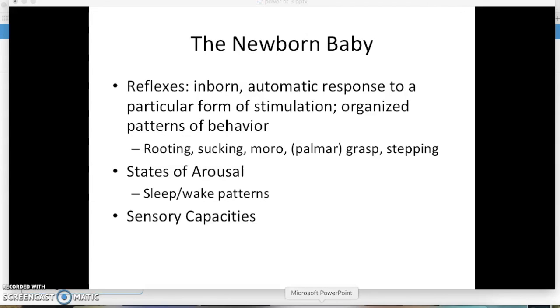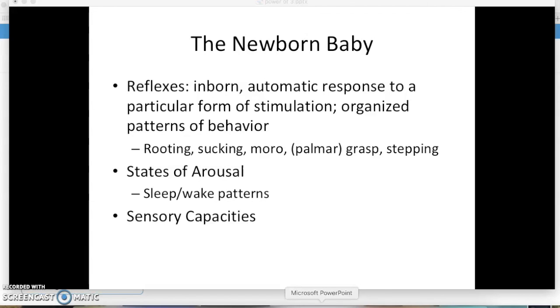Rooting and sucking are both important for feeding. If you rub a newborn's cheek, they will turn their head toward the sensation. This is rooting, and it allows the newborn to turn in search of a nipple. Sucking, then, is how the infant extracts milk. Both the moro reflex and the palmar grasp are thought to have deep evolutionary roots. The stepping reflex is the precursor to later independent walking.